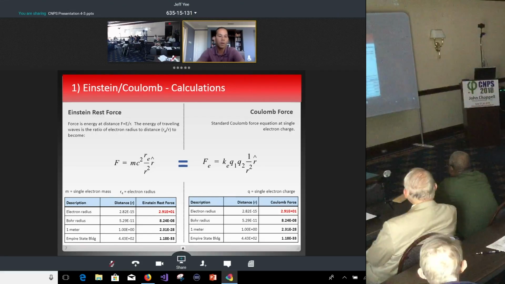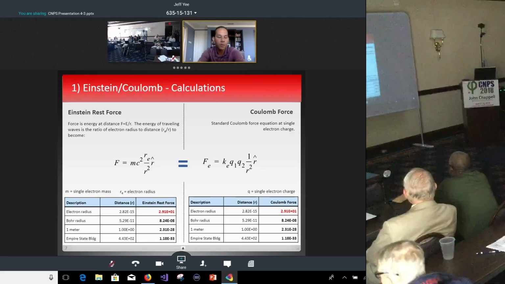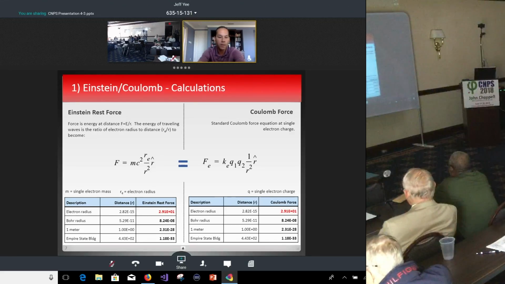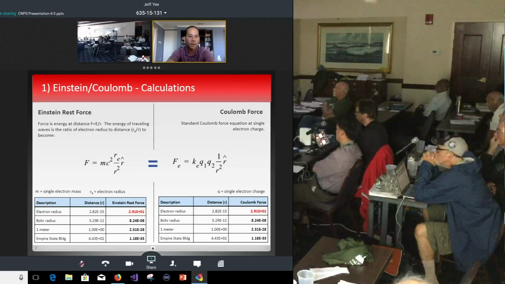I chose 4 values of R. It'll work for really anything, and you'll see that any R value that you choose, these 2 are exactly equal. Now, there's something highlighted in red there, which is the electron's radius, and this is going to show up in 2 of the next 3 slides. So remember 29.1 newtons, which is the force exactly at the electron's radius. Okay, so that's number 1, the relationship between Einstein's energy and the Coulomb force. And the important thing is that was for a particle at rest.